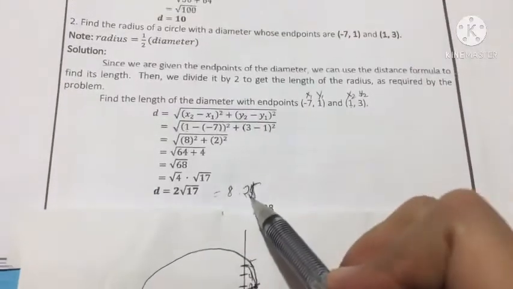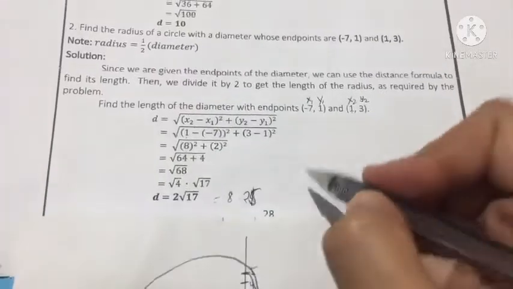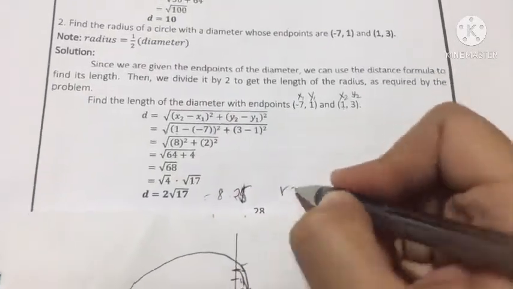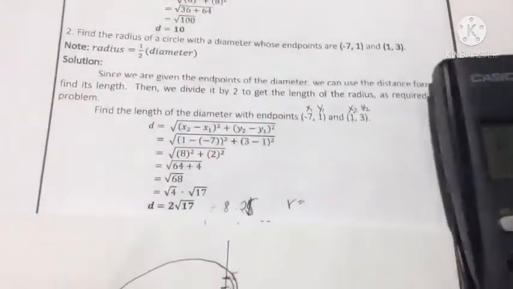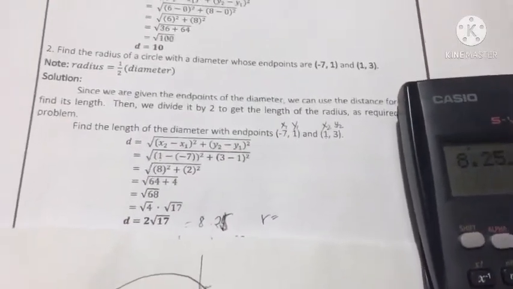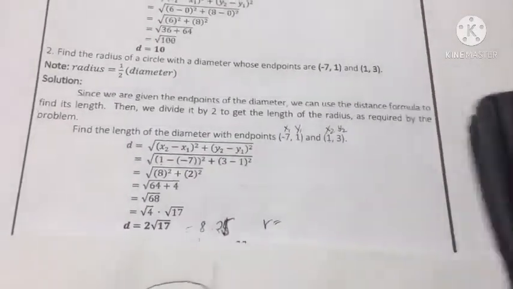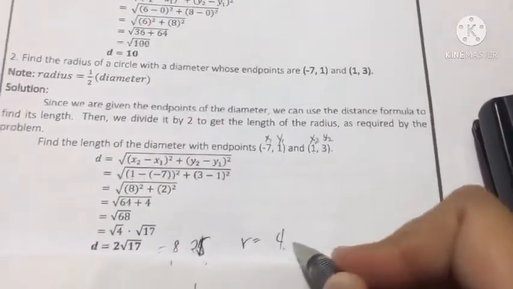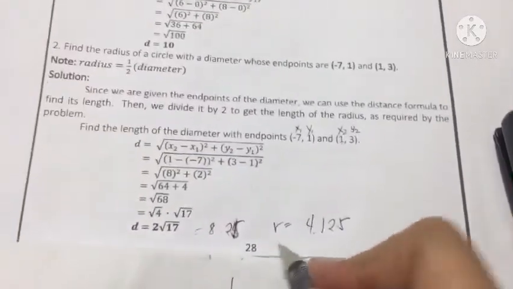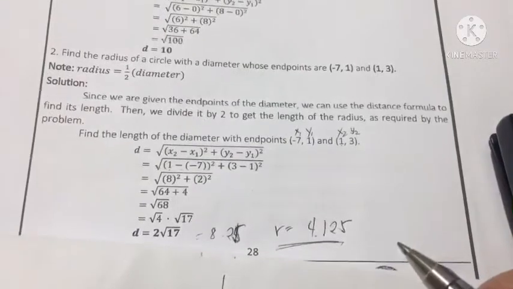Therefore, kung 8.25 ang ating diameter, ano ang ating radius? So, our radius is equal to divided by 2 lang natin. 8.25 divided by 2, the answer is 4.125. Ito ang ating radius.